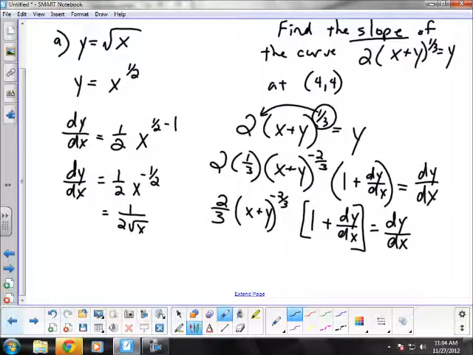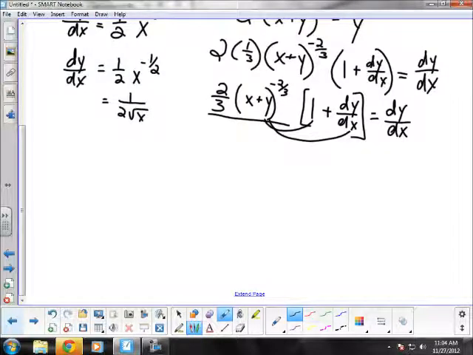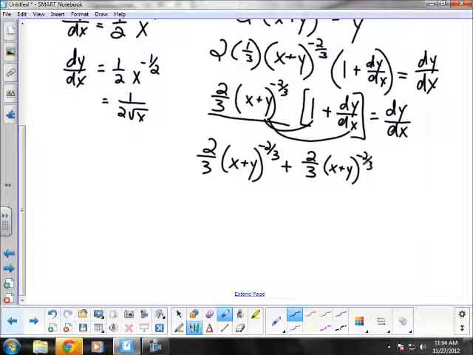Okay. So, remember our process here is to get dy/dx by itself. And right now, dy/dx is kind of inside this parentheses. So what do I have to do? Distribute. So I got to take this times both of these two terms. And then once I get that separated, then I can pull stuff apart. So anything times 1 is itself. So I've got 2/3 times (x plus y) to the negative 2/3 plus, and then it's just 2/3 times (x plus y) to the negative 2/3 dy/dx.